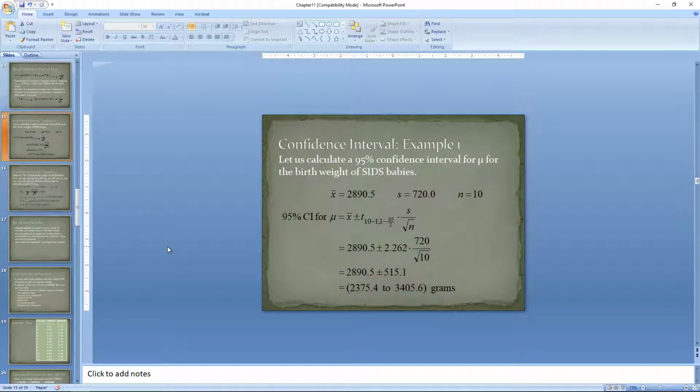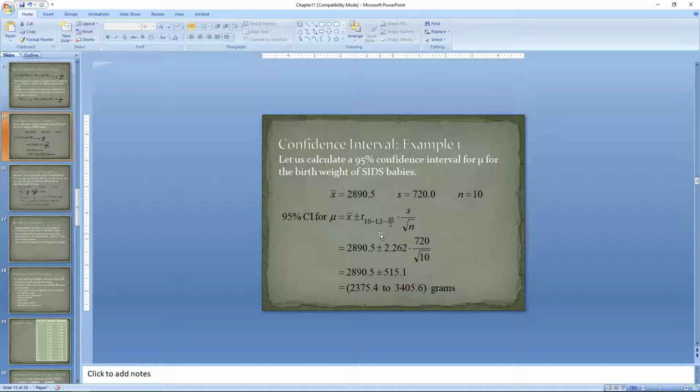For our confidence interval example, we're going to calculate a 95% confidence interval for mu for the birth weight of the SIDS babies. We had our x bar as 2,890.5, our standard deviation is 720, and our n equals 10. So we calculate a 95% confidence interval for mu.